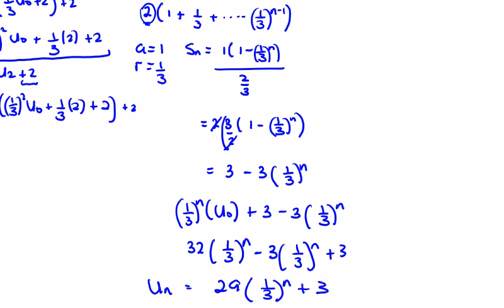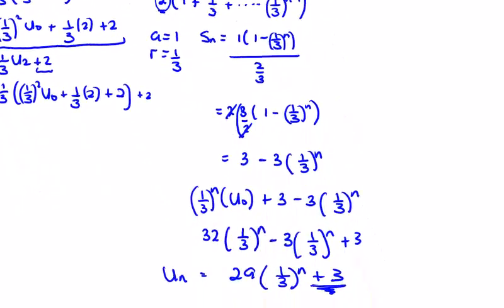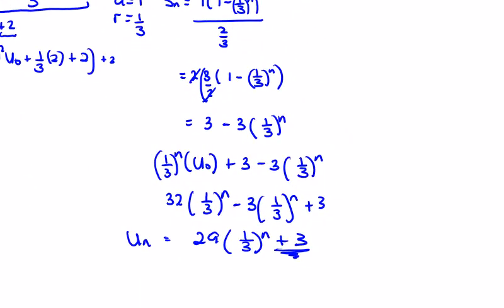So obviously as n tends to infinity, this will tend to 3, and that's what we're asked in this case. So 3 will be the answer here as this tends to infinity.